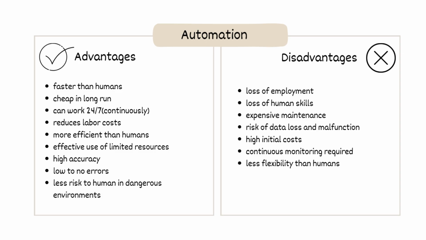The typical question comes in between 2 or 4 marks, just 2 or 4 marks, of the advantages and disadvantages. So you can choose any 4 of them to memorize, and you find it easy in case you get a 6 mark question. So you must memorize at least 6 points. That's why. So the advantages include faster than humans, cheaper in long run, can work 24/7, means continuously, reduce labor costs, more efficient than humans, effective use of limited resources, high accuracy, low to no errors, less risk to humans in dangerous environments such as production of paracetamol or nuclear weapons.